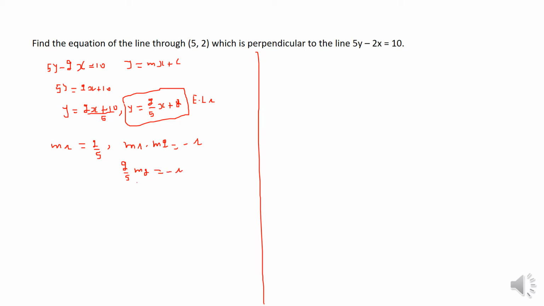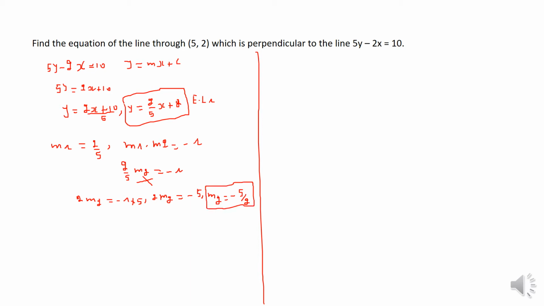You can cross multiply, and now we get 2m2 is equal to -1 times 5. It gives 2m2 is equal to -5, and now m2 is equal to -5/2. This is the gradient of the second line.